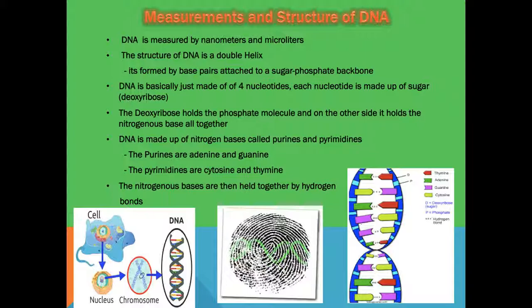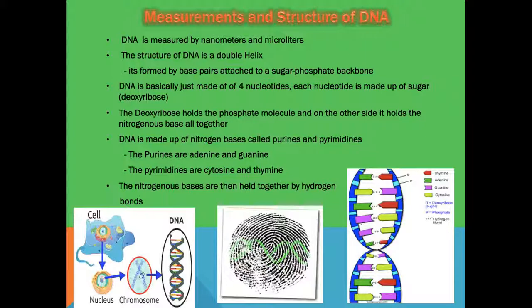DNA is made up of nitrogen bases called purines and pyrimidines. The purines are adenine and guanine. The pyrimidines are cytosine and thymine. The nitrogenous bases are then held together by hydrogen bonds. DNA is located in the nucleus of each cell that you have.